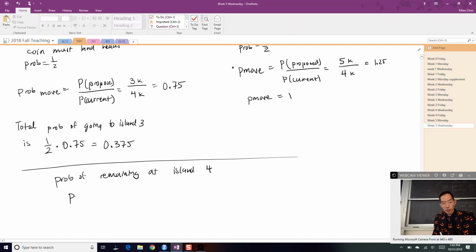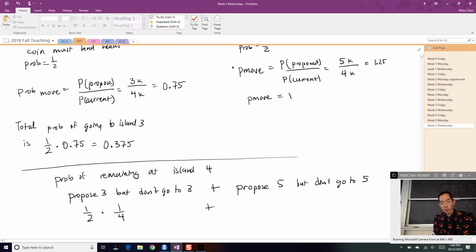One is probability propose 3, but don't go to 3, plus propose 5, but don't go to 5. So this is going to be 1/2 times 1/4 plus 1/2 times 0, and we get 1/8.